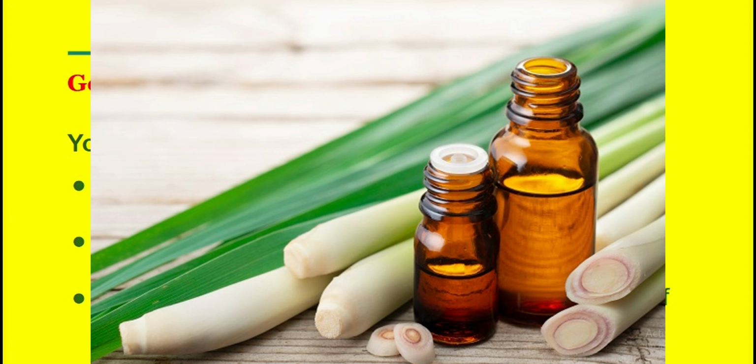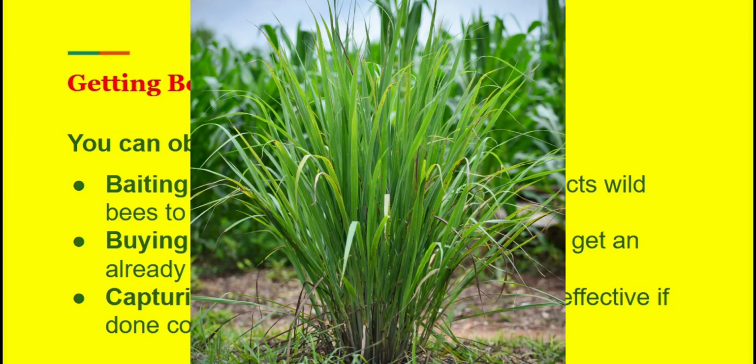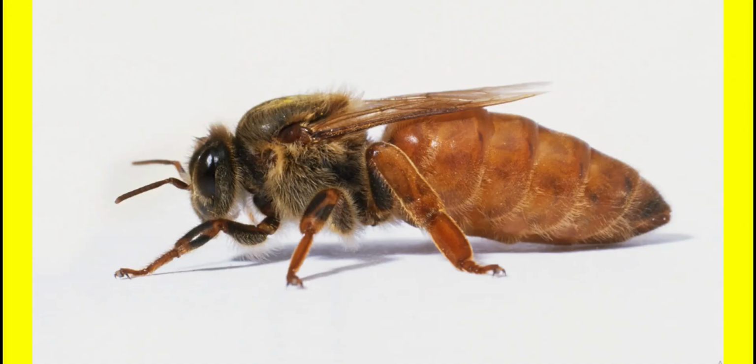You can also use the lemongrass leaf. When you squeeze it, you can use it to rub it all over inside your hive, at the entrance of your hive. Reason being that this lemongrass has the pheromone of a queen bee. It smells, that aroma of lemongrass smells like a queen bee.